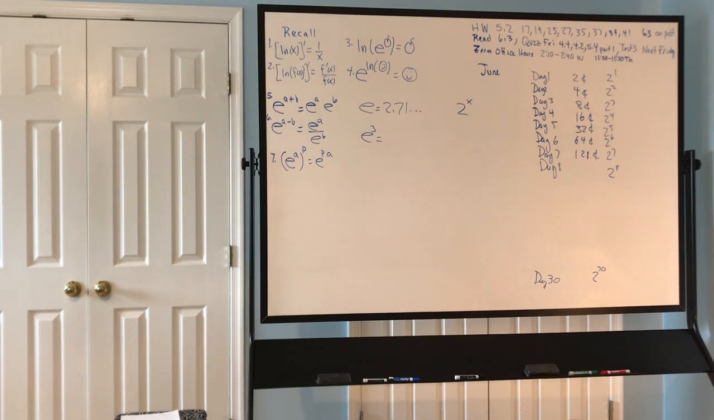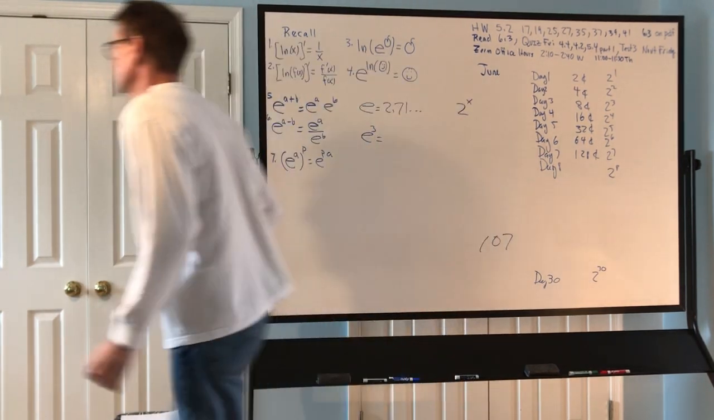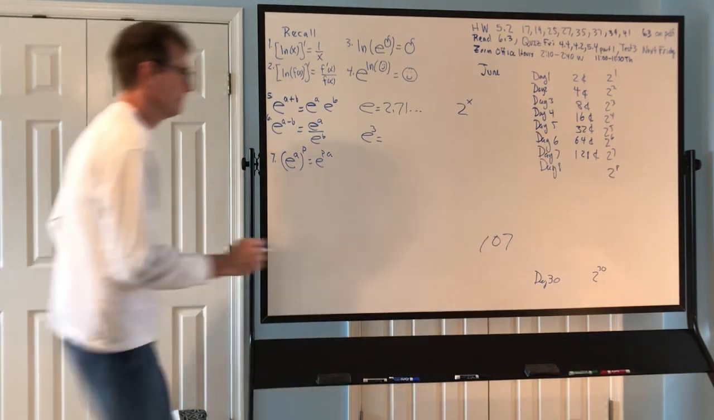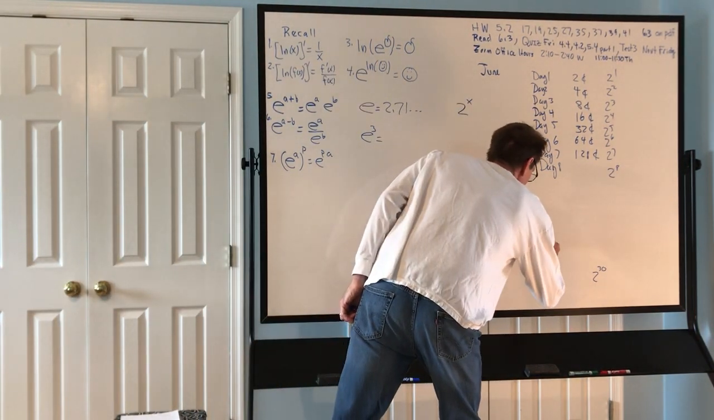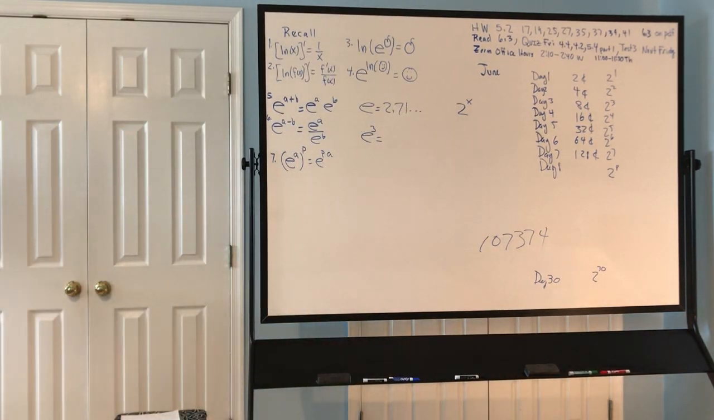So, let's see. Let me write this down. Day 30 is 1,073,741,824.